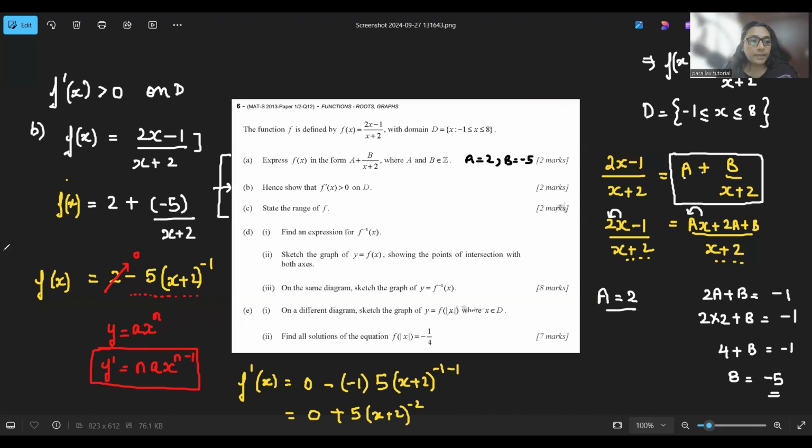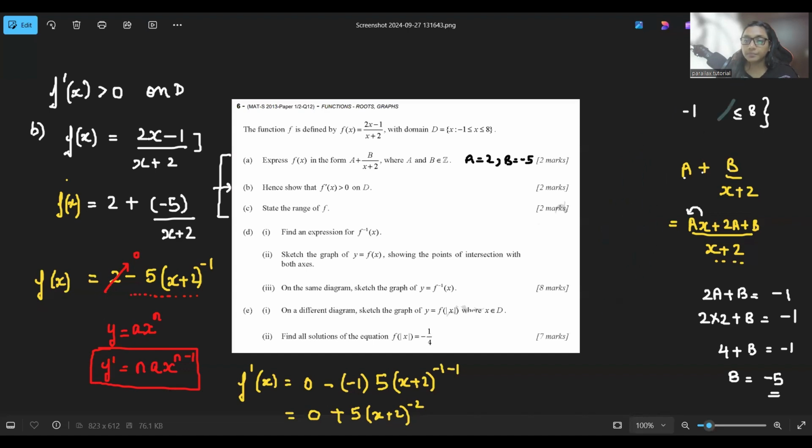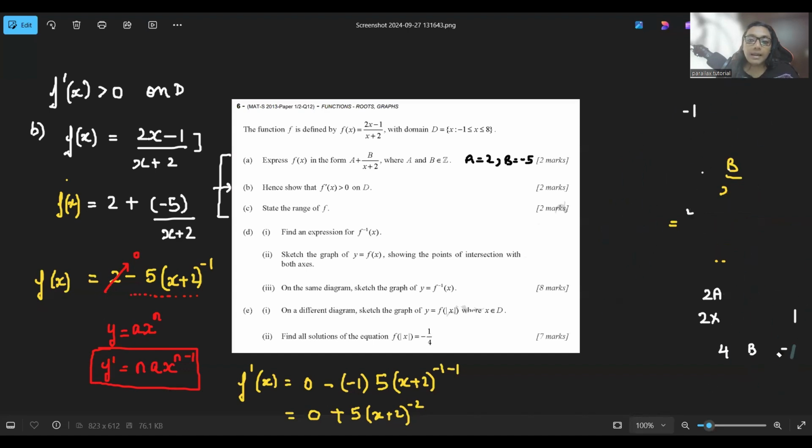Let me erase this side now. f dash of x can be written as f dash of x is equal to 5 by (x plus 2) whole square. This is what we have got.